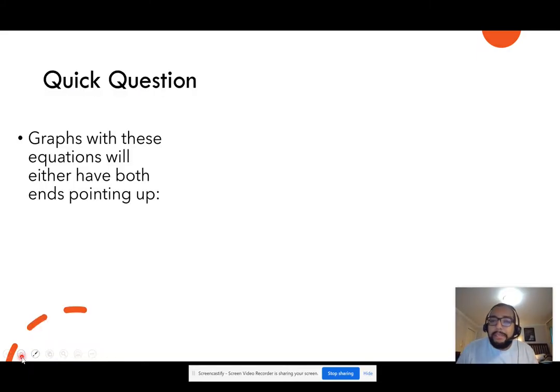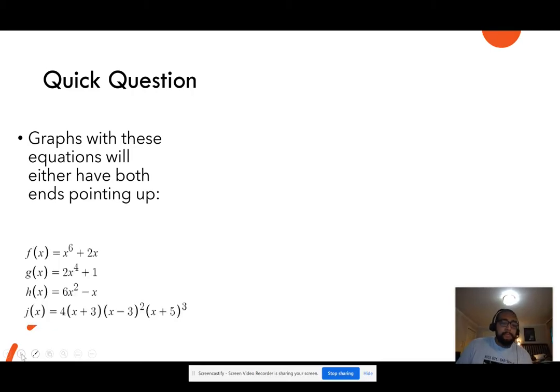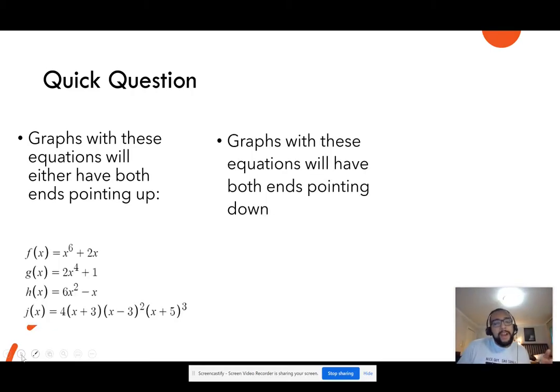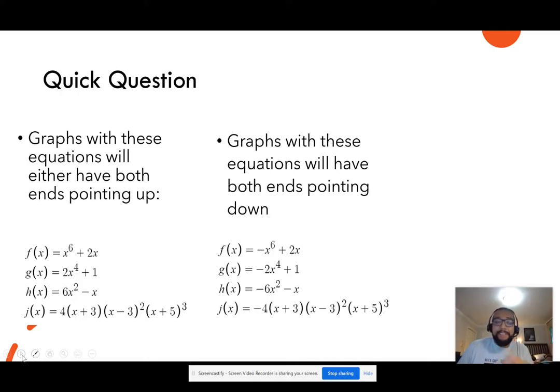Again, hypothetical scenario: me and you are talking back and forth, having a nice conversation. And I'm like, hey, graphs of these equations will have both ends pointing up, and graphs of these equations will have both ends pointing down. If I ask you to look at the leading coefficient, what's the difference between the leading coefficient on this first group as opposed to this second group? Again, look at these equations.